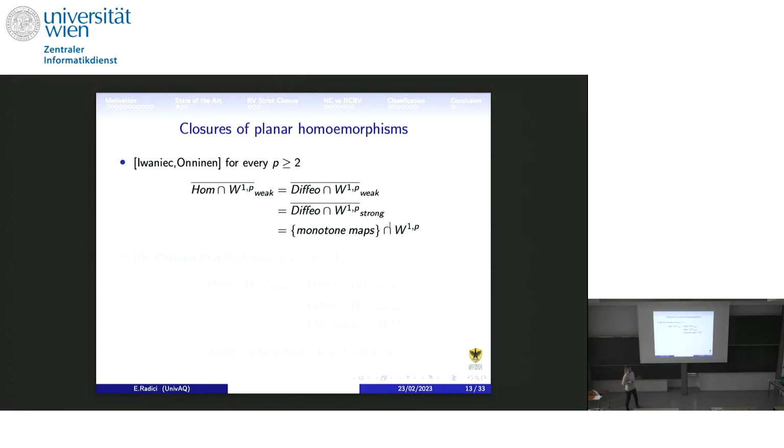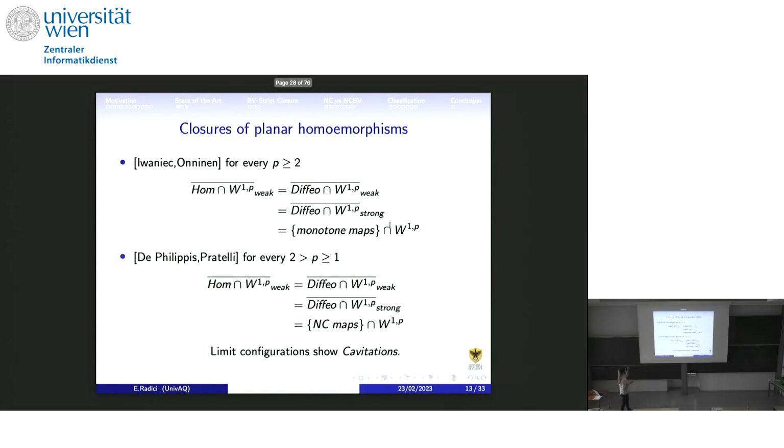About the problem in general of looking for closures of homeomorphisms, the situation in the plane in the Sobolev setting is kind of well understood. The first results date back to Iwaniec and Onninen. For p bigger or equal than the dimension, they proved that the strong and weak closure of diffeomorphisms, with respect to the corresponding Sobolev norm, are the same. And the limit class contains mappings which are all continuous and enjoy the monotonicity condition.